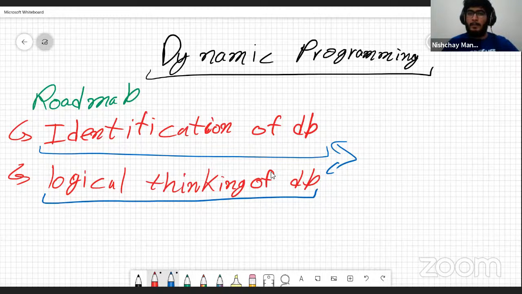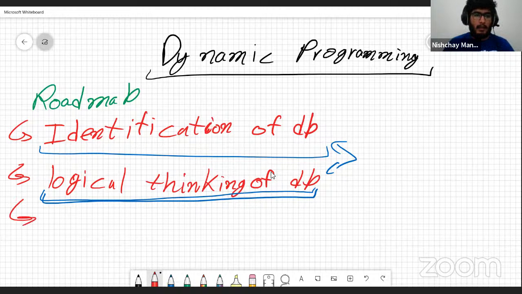Basically these two parts can be grouped in a single point as well, but this is the main part that you have to think of, and I will be talking about how there are 3 points within the logical thinking part of DP as well, where you can look at the roadmap and try to figure out how to apply dynamic programming, right?